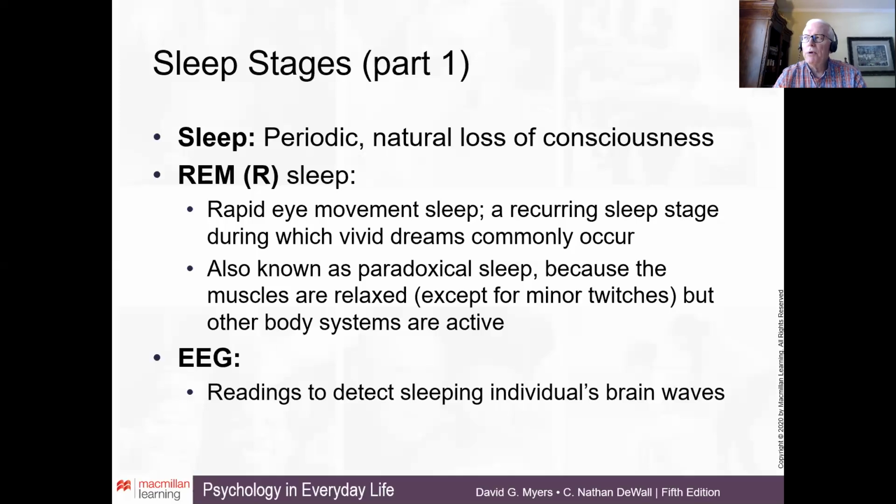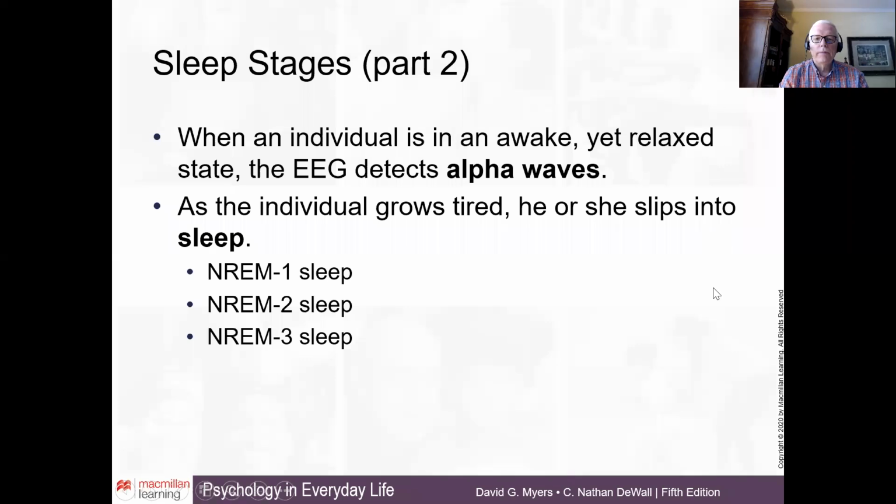Researchers have made a lot of progress in studying sleep by using the EEG machine that we learned about a little earlier in this chapter, the electroencephalograph, which allows us to measure brain waves. When we begin to become real relaxed and drowsy before we fall off to sleep, we experience a special kind of brain wave called alpha waves that can be detected by the EEG. And then we eventually go into a state of non-REM sleep.